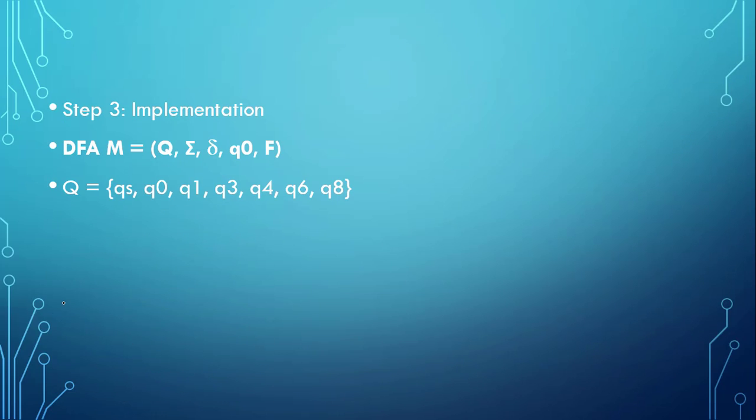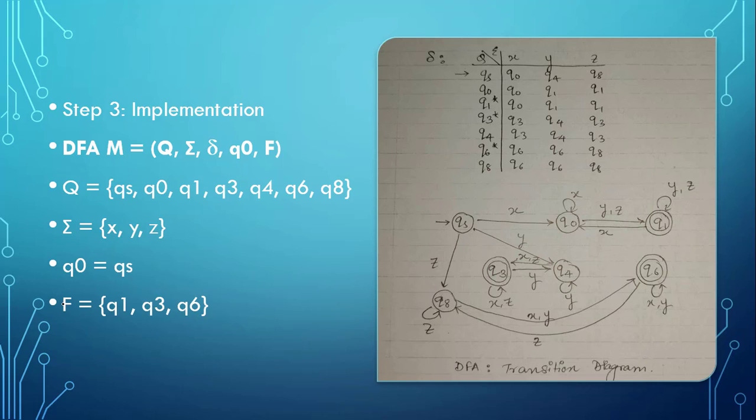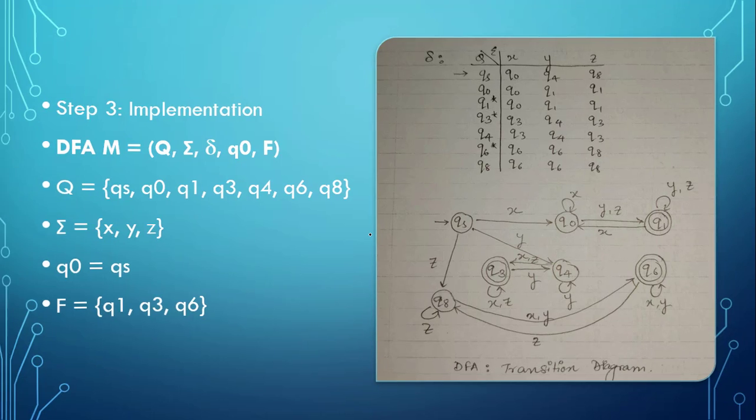So the step number 3 is implementation. So we will have M is equal to QS to Q8. We will have input alphabets as X, Y, Z. Q0 will be QS since that state did not get merged with any other state. Final states are Q1, Q3 and Q6. The state transition table and the state transition diagram are as follows. So we will have Q1, Q3 and Q6 as our final states and QS is our start state. And we will keep on transitioning between these states until it is starting and ending with different symbols.